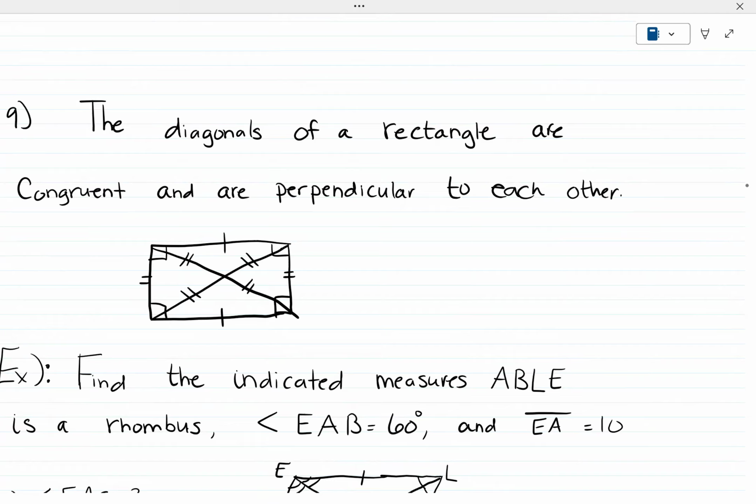So is this true? The diagonals of a rectangle are congruent and are perpendicular to each other. Okay, they may be congruent. The diagonals may all be the same length, but it doesn't necessarily mean their angles form at 90. So I'm going to say false.